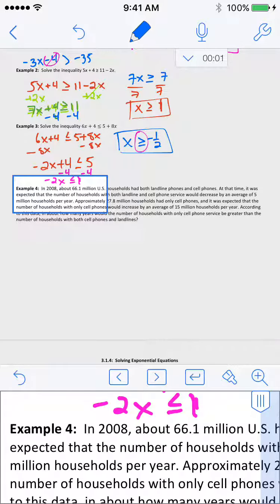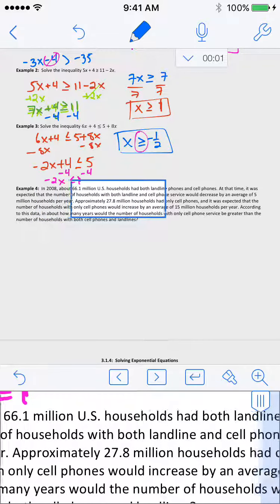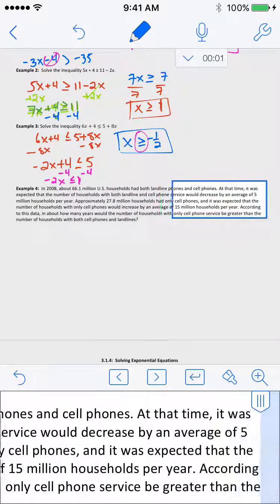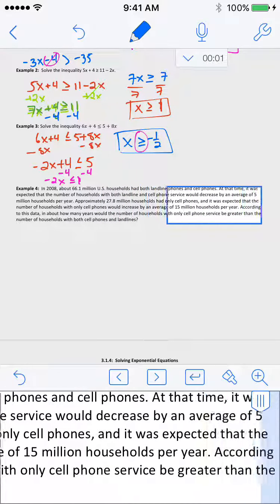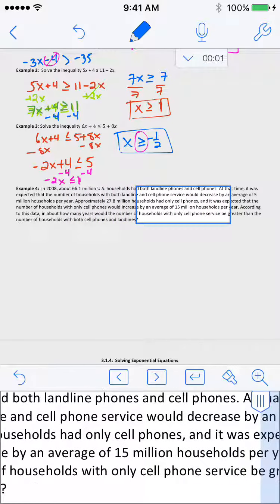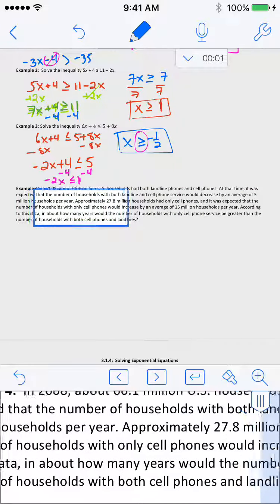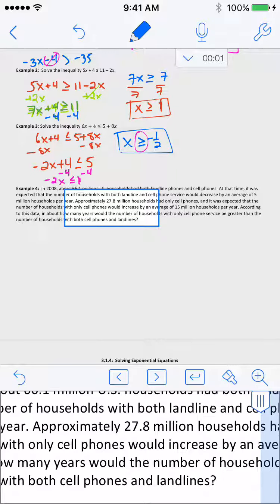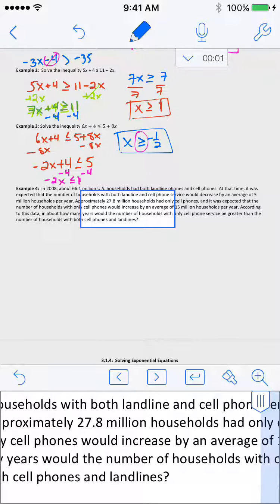In 2008, about 66.1 million U.S. households had both a landline phone and a cell phone. At the time, it was expected the number of households with both landline and cell phone would decrease by an average of 5 million households per year. Approximately 28.8 million households had only cell phones, and it was expected that this number of households with only cell phones would increase by an average of 15 million households per year. According to this data, about how many years would the number of households with only cell phones be greater than the number of households with both cell phones and landlines?